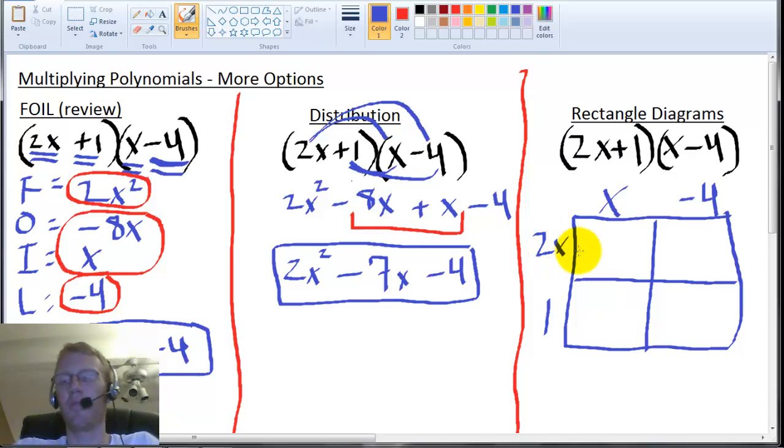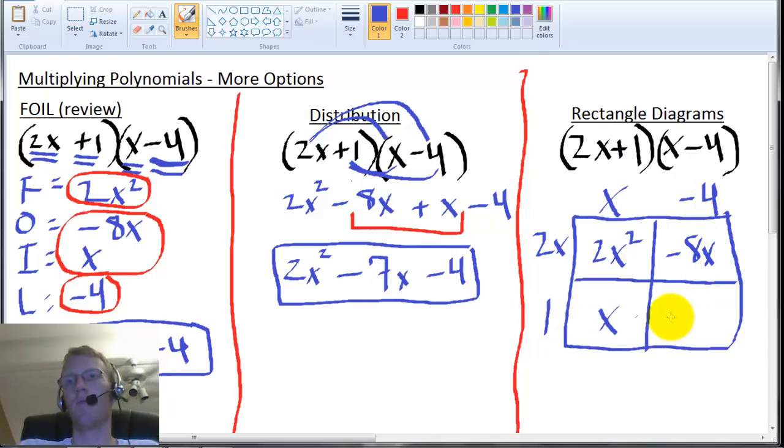Well, not really cross-multiplying in the sense that you've learned it before, but multiplying whatever's in this row by whatever's in this column. So this one is going to be 2x times x, which is 2x squared. This one here is going to be 1 times x, which is just x. This one here is going to be negative 4 times 2x. 2x there, and negative 4 there, so negative 8x. And this one here is a 1 and a negative 4, for a total of negative 4.